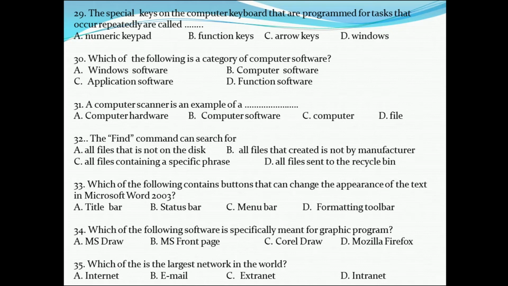Question 33. Which of the following contain buttons that can change the appearance of the text in Microsoft Word 2003? A. Title bar. B. Status bar. C. Menu bar. D. Formatting toolbar.